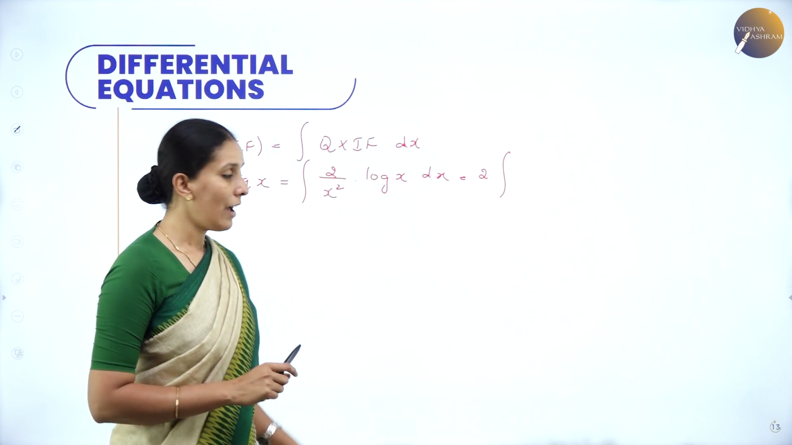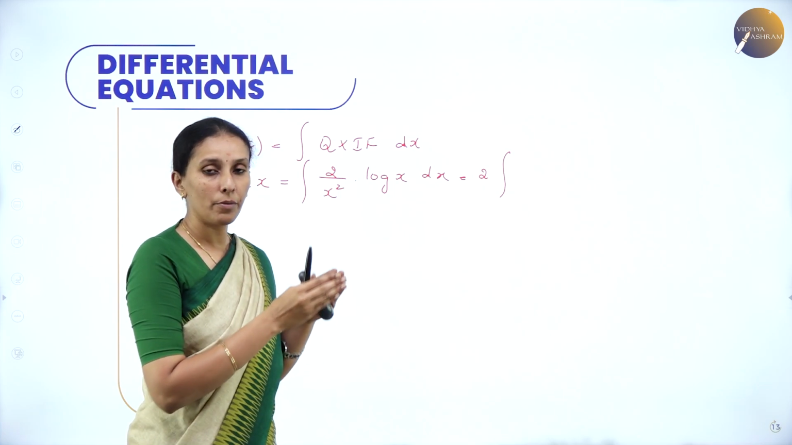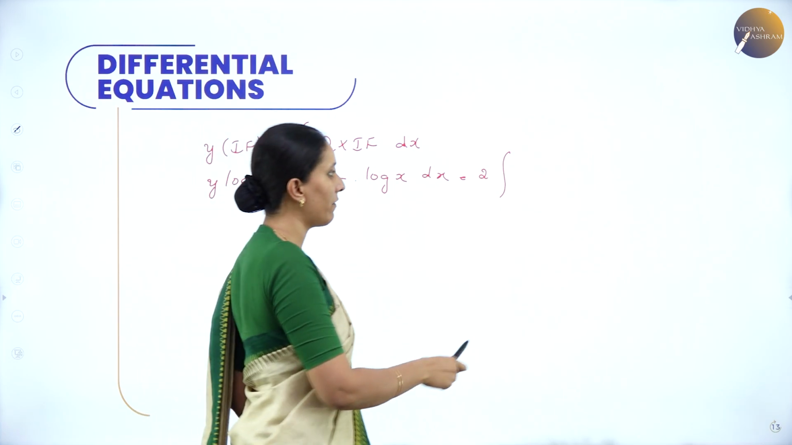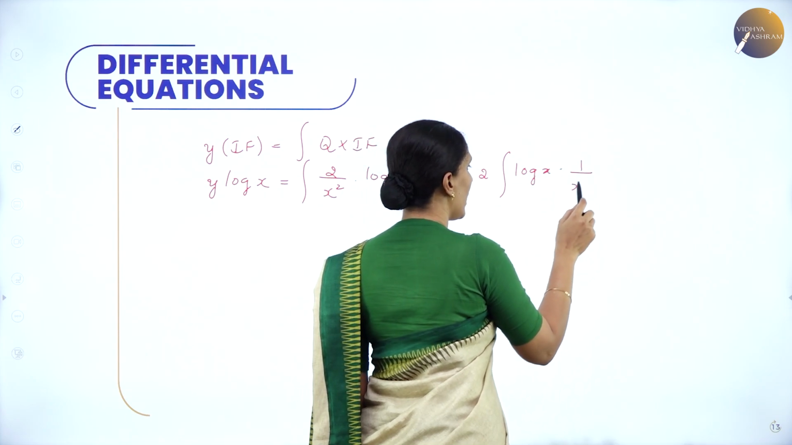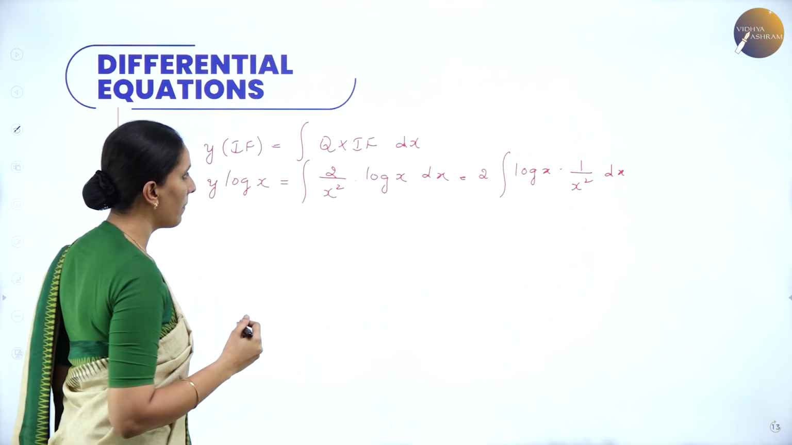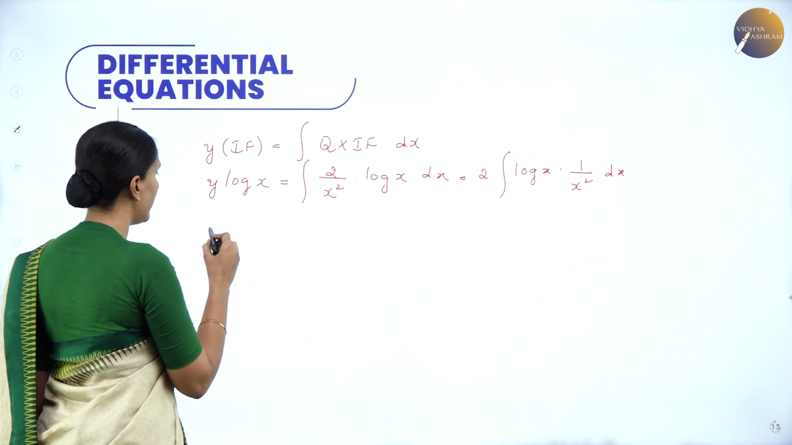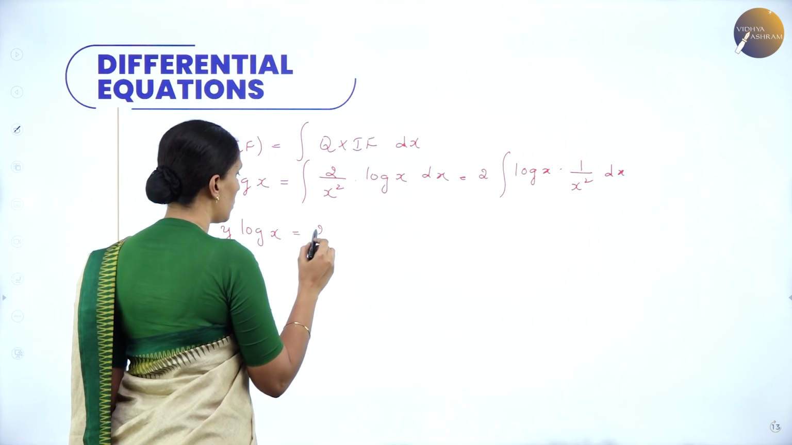When we have a log function with an algebraic function, the first function should be given to the logarithmic function. So we have log x into 1/x² dx. Now applying integration by parts on the right hand side, we have y log x = 2 times.